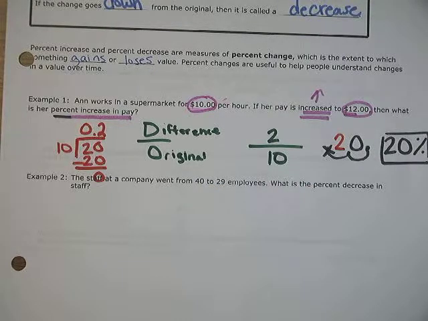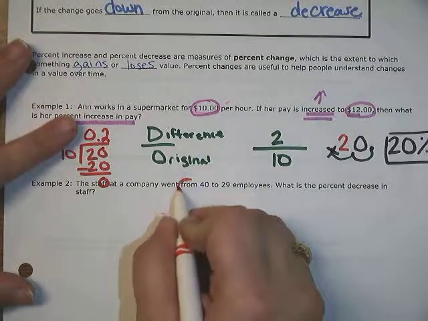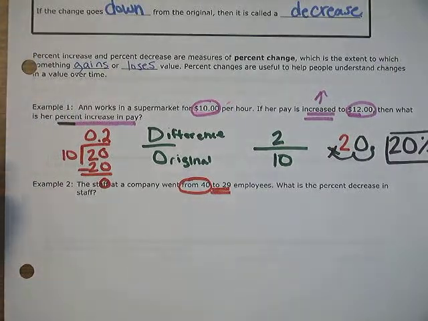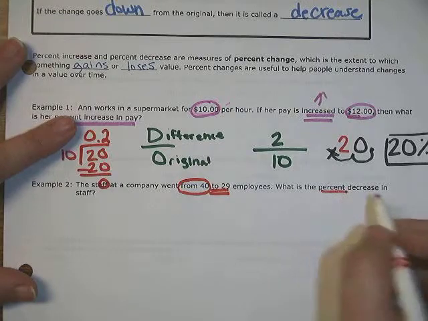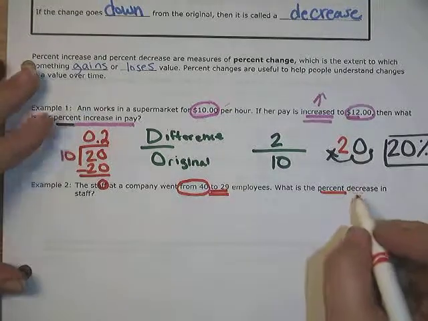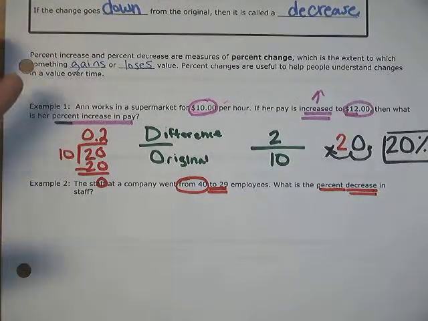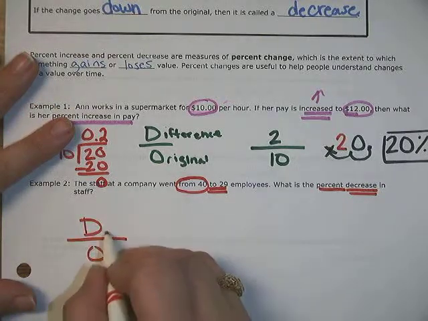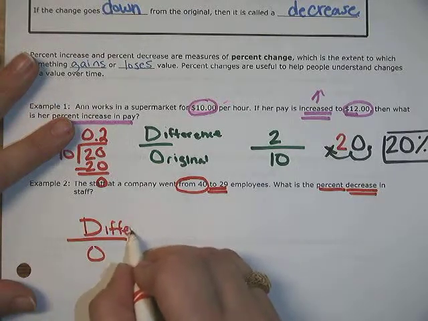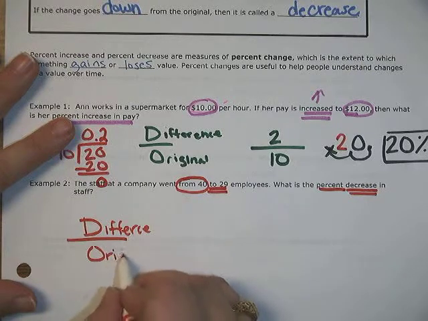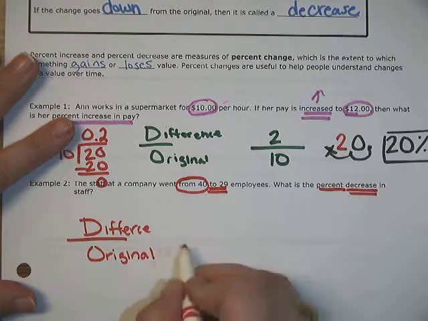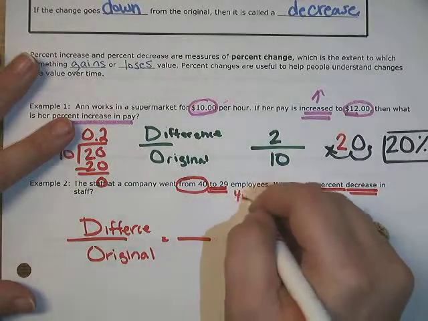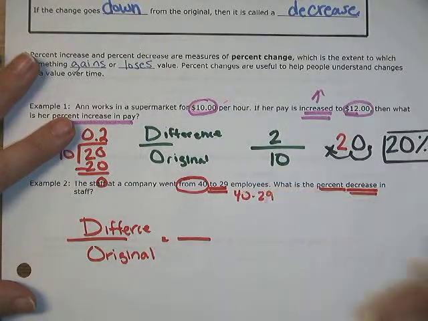All right, let's try one last example before I let you do some by yourself. Example number 2. The staff at a company went from 40 to 29 employees. I want to know the percent, so I know my answer is going to be a percent, and I know that my percent decreased. So I'm going to do my formula, difference over original.